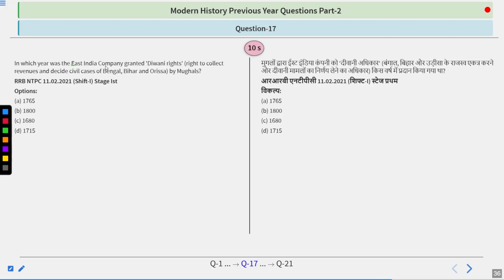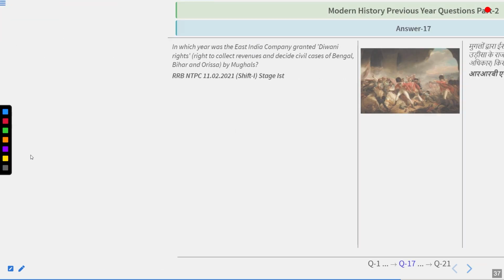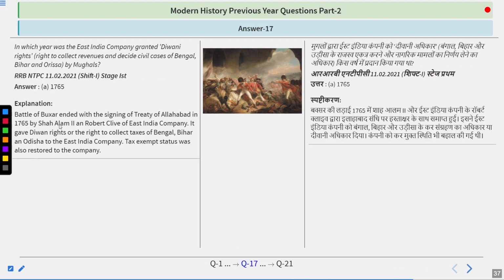In which year was the East India Company granted Diwani rights, the right to collect revenues and decide civil cases of Bengal, Bihar and Odisha by the Mughals? Options are 1765, 1800, 1680 or 1715. Try to find out the answer. And the answer is quite simple, 1765.